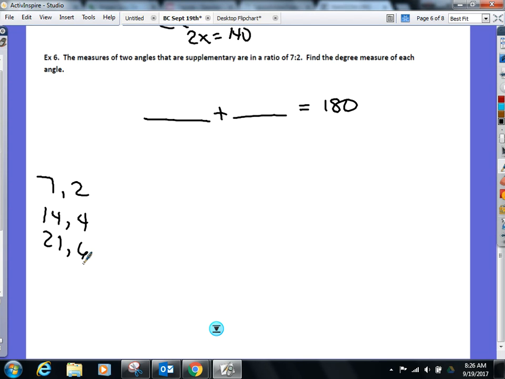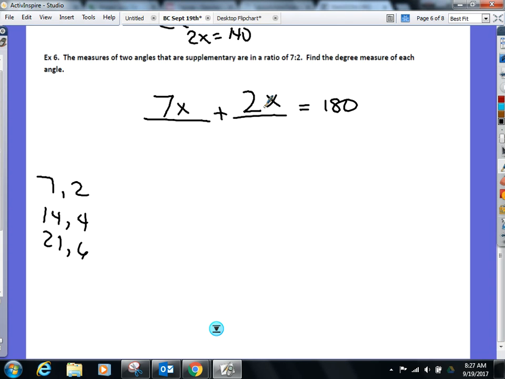I'm multiplying the 7 and 2 by 2, then by 3, and I could multiply by 4, 5, and keep going to see when it adds to 180. But that could take forever. So what I suggest, and what we're going to do all year long, is this: anytime we're in a word problem with a number and a ratio, we make one angle 7x and the other angle 2x. We find out what we need to multiply by instead of all this trial and error.